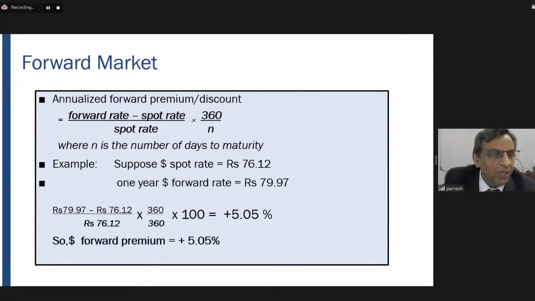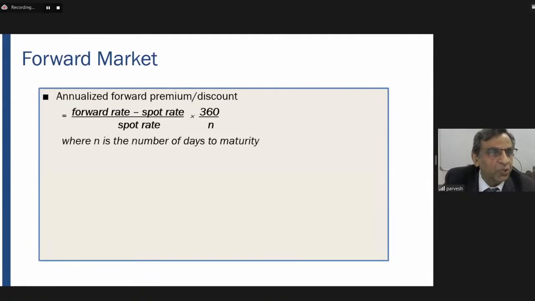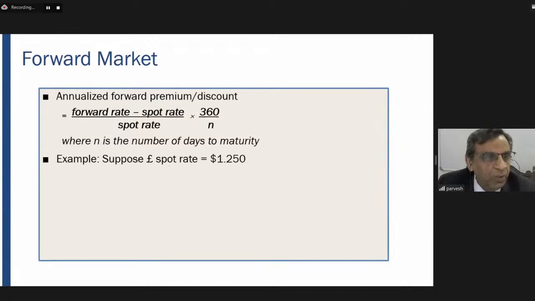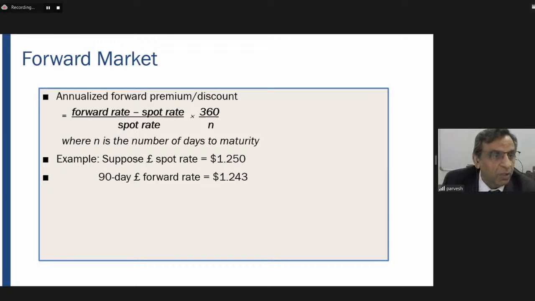Okay. So now, let's look at one more question which you need to solve. Now here, suppose the pound spot rate is 1.250 and the 90 days forward rate for the pound is $1.243. So look at the quotation here. The 90 days is actually showing a lower figure than the spot rate. So that means your answer should be coming in discount here. Okay. So there will be a discount.